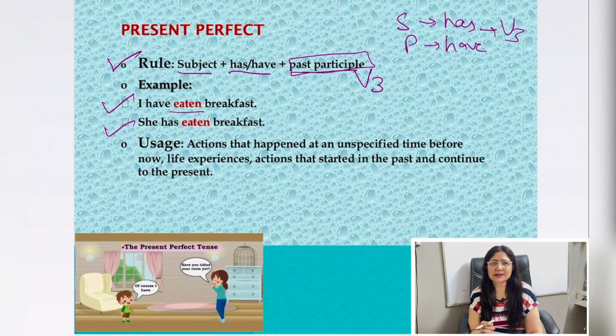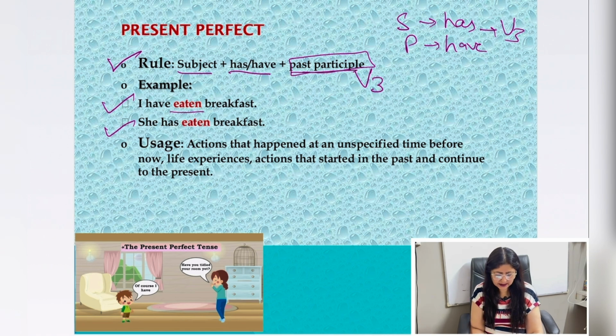Where you have to make the changes is in has or have. As in continuous tense, where it is V-ing, you have to make changes in is, am, are according to the subject, singular or plural. So here also the same criteria will go on.